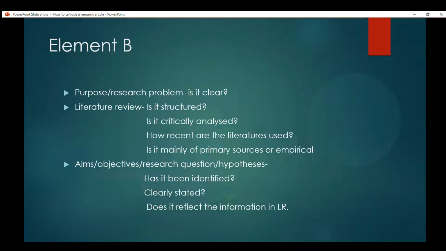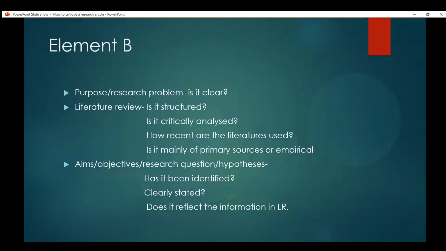And the literatures that were used in the literature review, how recent were they? I am of the school of thought that literatures used in literature reviews should not be more than a decade old, except in situations where you want to define a concept and the original definition was done a long time ago, like 1960 something or thereabout, and that is the only time I think you're allowed to reference something that old.